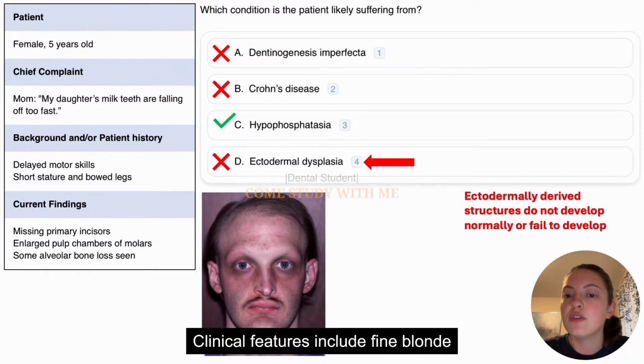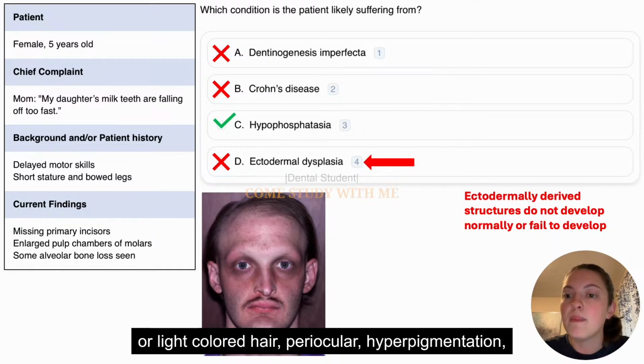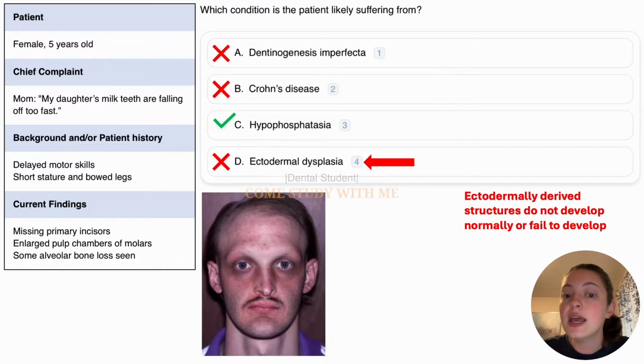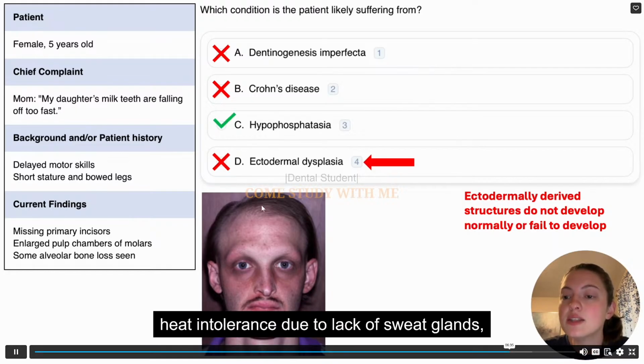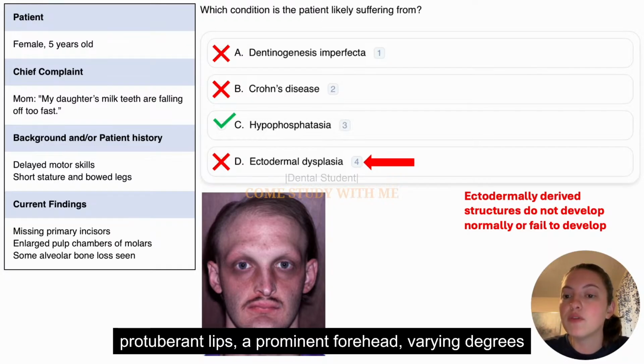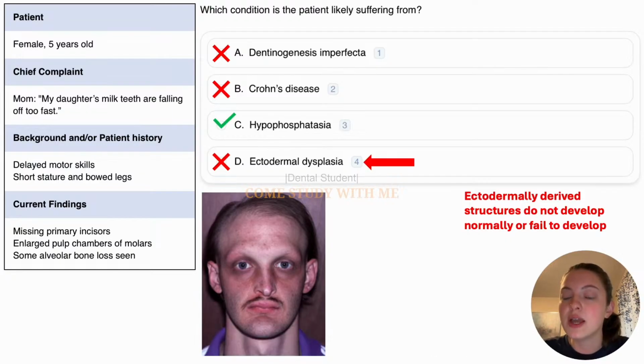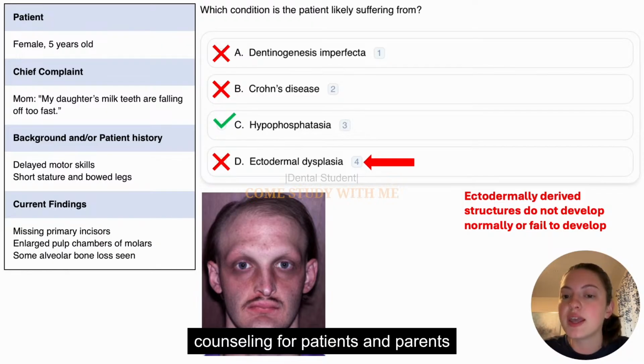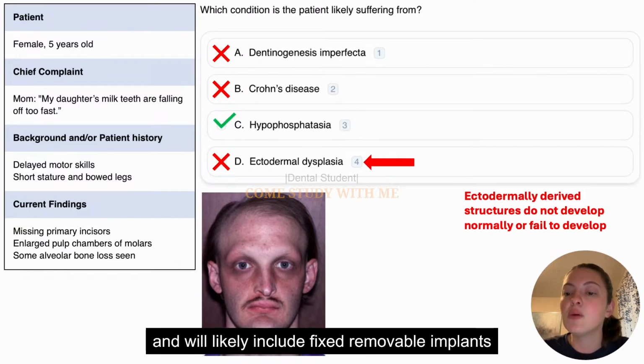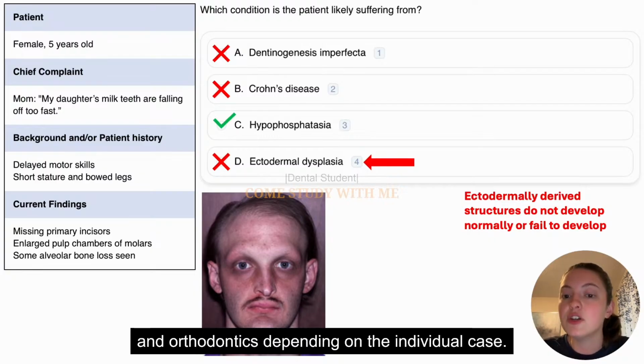Clinical features include fine, blonde, or light-colored hair, periocular hyperpigmentation, heat intolerance due to lack of sweat glands, protuberant lips, a prominent forehead, varying degrees of xerostomia, brittle nails, hypodontia or oligodontia, abnormally shaped crowns, and teeth with conical roots. Now, treatment for this condition includes genetic counseling for patients and parents and will likely include fixed, removable, implants, and orthodontics depending on the individual case.